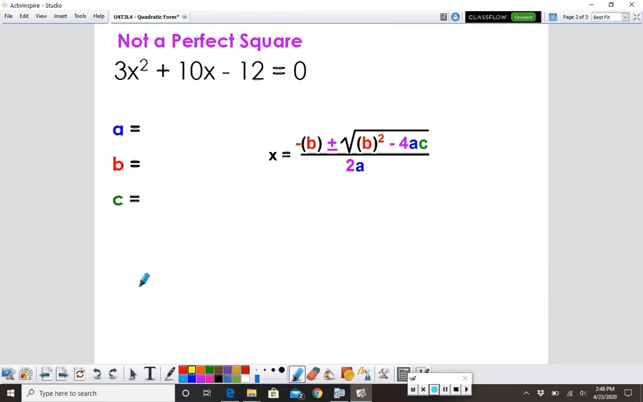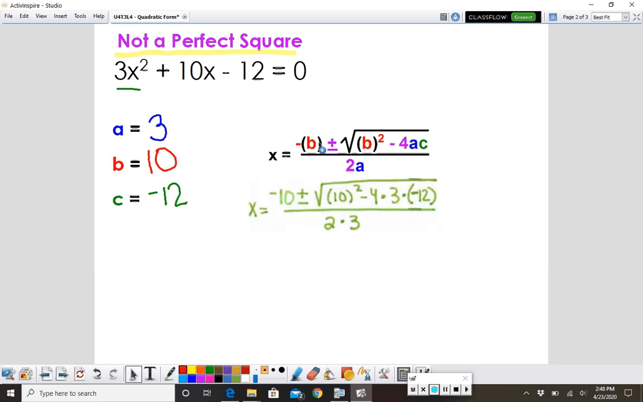The second one is going to be a situation where what you get when you take the square root is not a perfect square. So let's start this problem and I'll show you what I mean. So we've got our a value, which is 3. We've got our b value, which is 10. And we've got our c value, which is negative 12. So we're going to take these numbers and we're going to put them into our formula. So negative 10 plus or minus the square root of 10 squared minus 4 times a, which is 3, times c, which is negative 12, all divided by 2 times 3, which is 6.